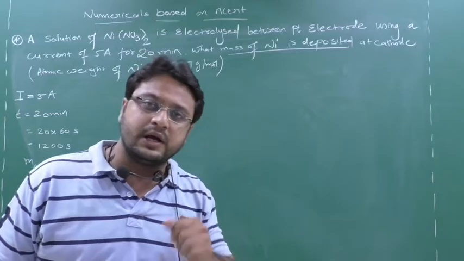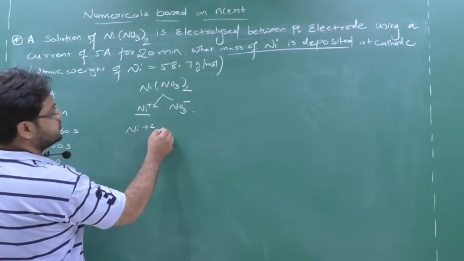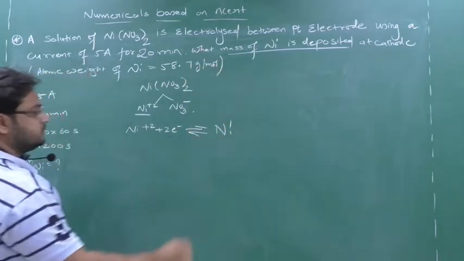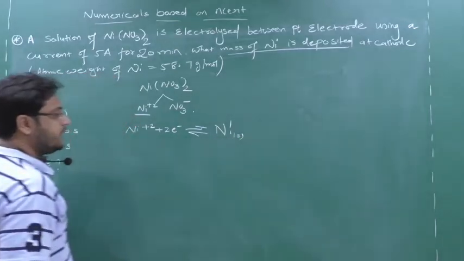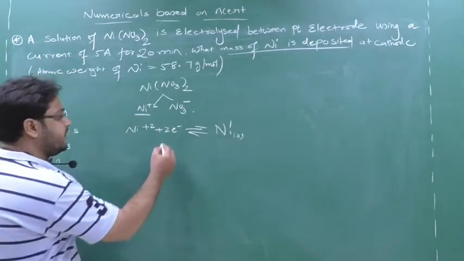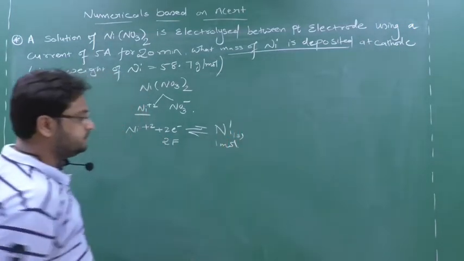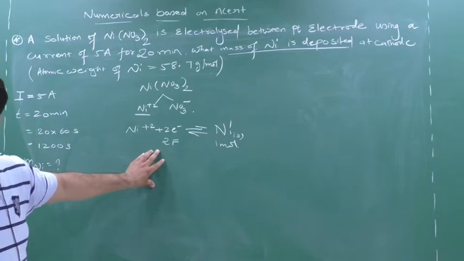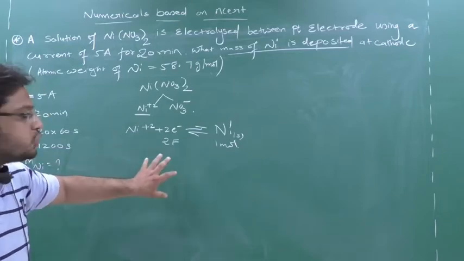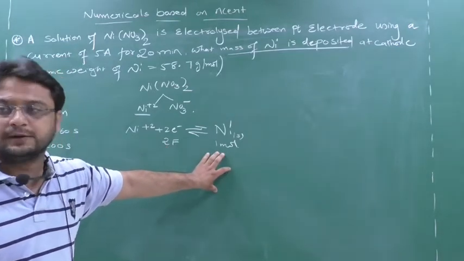At the cathode what will occur? Reduction will occur. So I will take this Ni plus 2 plus 2 electrons, and I will get Ni, solid. Yes or no? If I go with the stoichiometry relation, on passing 2 Faraday, I get 1 mole of nickel. Why 2 Faraday? Because 2 moles of electrons means 2 Faraday. So on passing 2 Faraday, I got 1 mole of nickel.